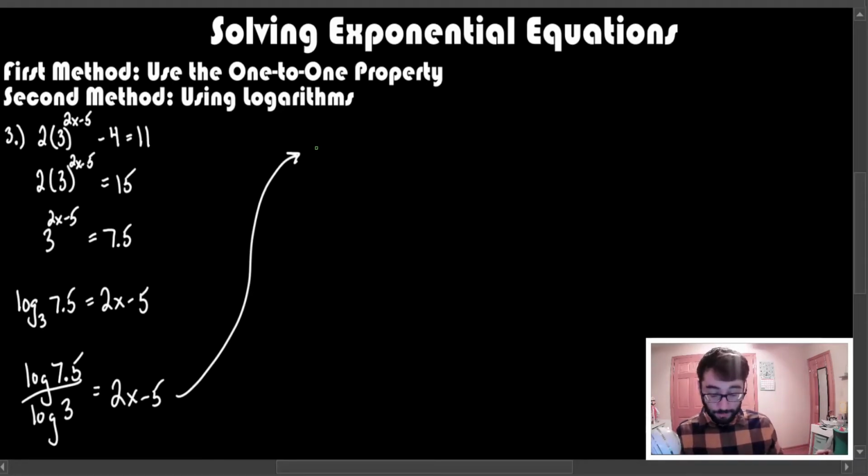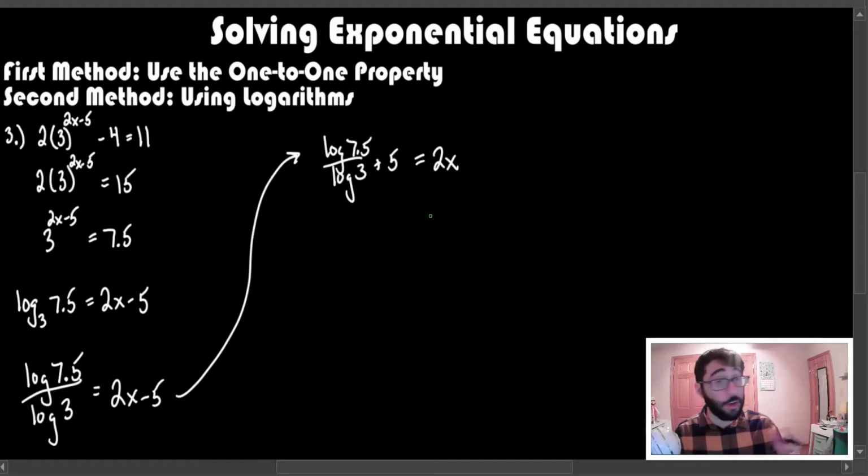Treat it like one. If I was solving for x normally, I would add 5 to each side. Well, guess what? I am solving for x normally, so I'm still going to add 5 to each side. So this is going to end up becoming log of 7.5 divided by log of 3, plus 5, is equal to 2x. And now if I was normally solving for x, I would divide each side by 2. Well, guess what? I still am normally solving for x. So I'm going to divide each side by 2.